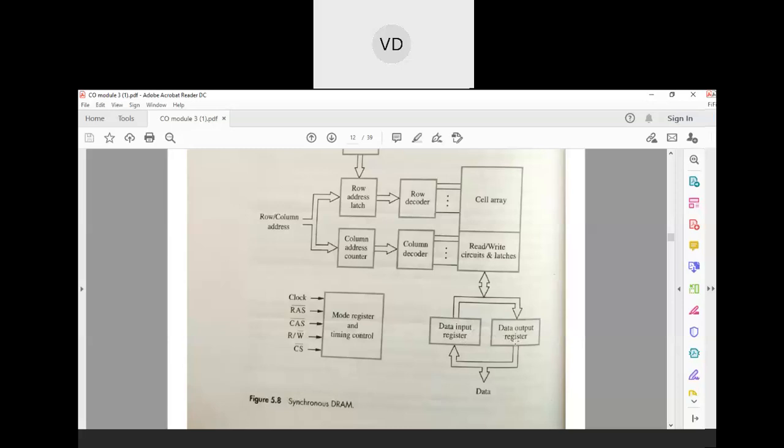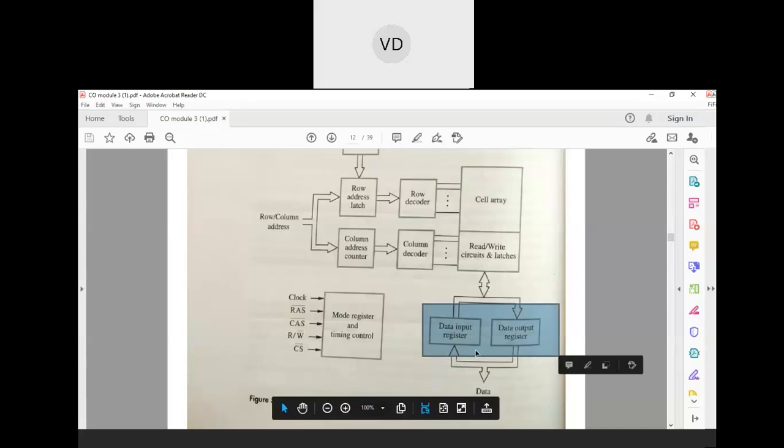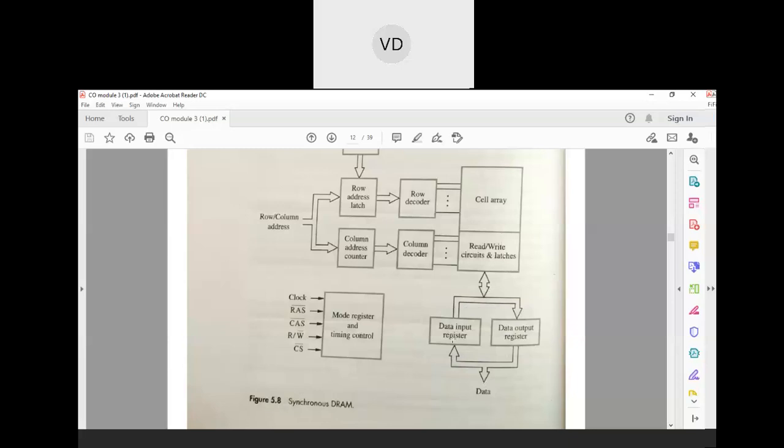In the asynchronous, we had the data lines directly. But here we do not have direct data lines. In between the memory and the output, we have these two registers, the data input register and the data output register. So this is how synchronous DRAMs will work. Synchronous means there is only one clock signal. Under the control of that one clock signal only, all the data will be transferred here.